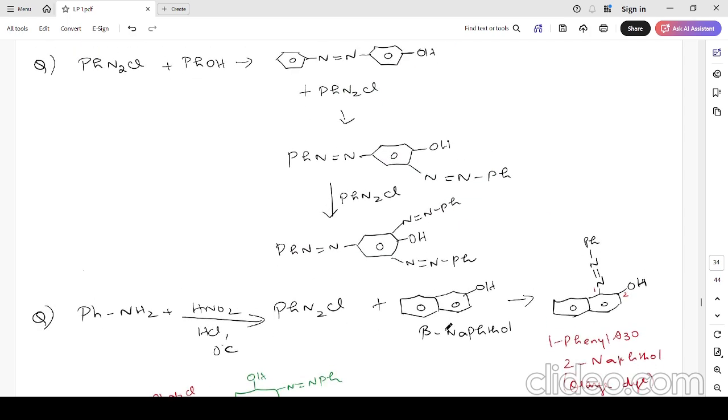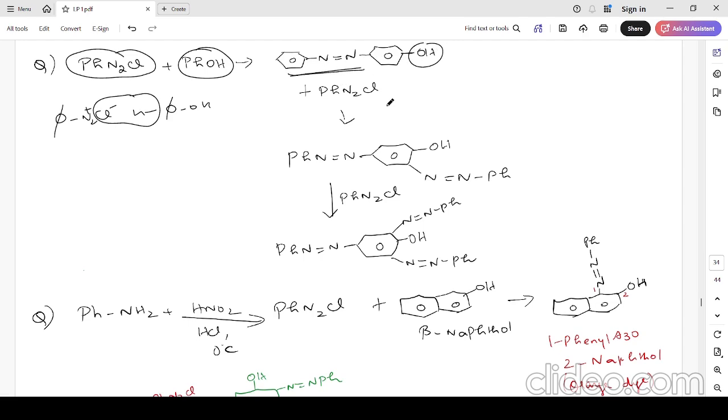Let's go for the next reaction here. We already discussed this reaction. Benzene diazonium chloride plus phenol. What should have happened? N2+ Cl-, OH, NH. Remove the HCl. So we have para-hydroxyazobenzene. To this, one more time I am treating with benzene diazonium halide here.